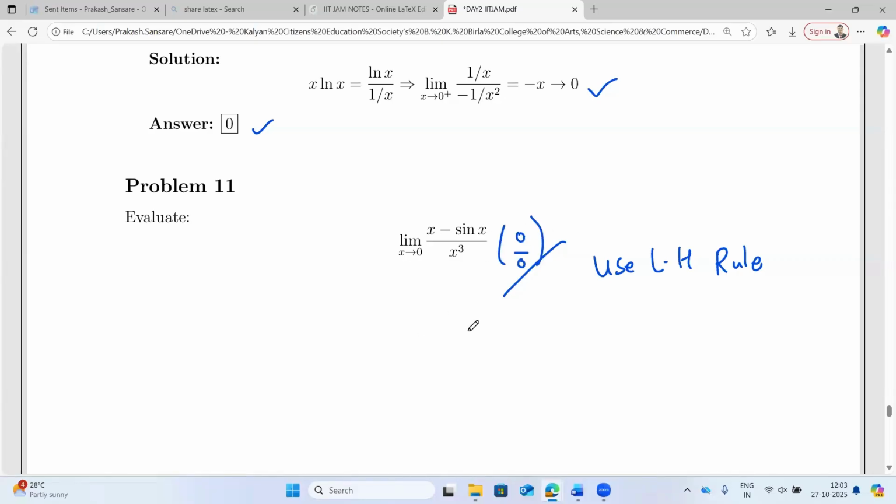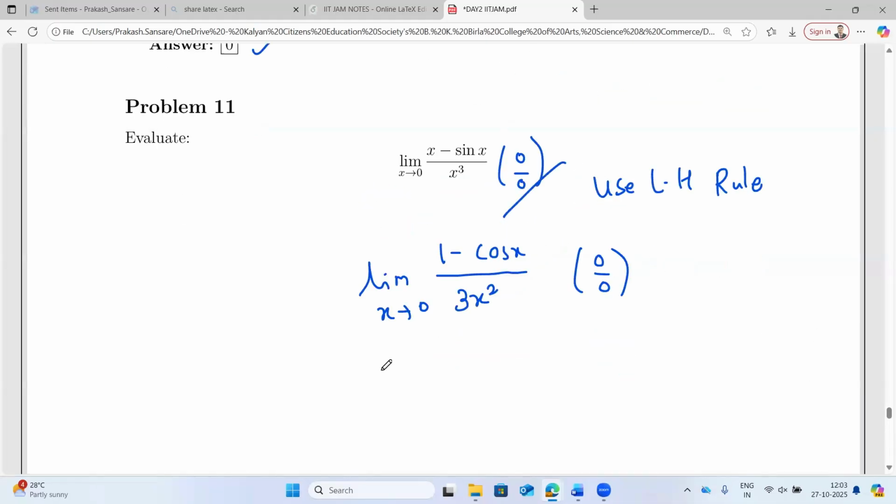0 sin 0 is 0, x cube 0. So its first derivative is (1 minus cos x) upon 3x square. As x approaches 0, again when you replace 0, cos 0 is 1. So 1 minus 1 is 0. So it is 0 by 0. Apply L'Hospital rule one more time.